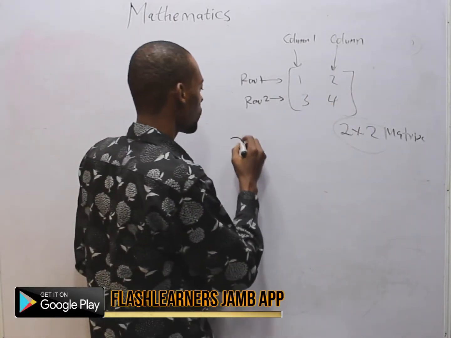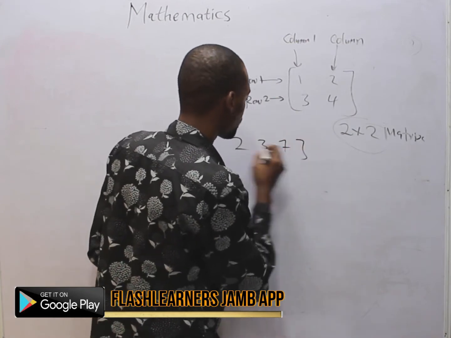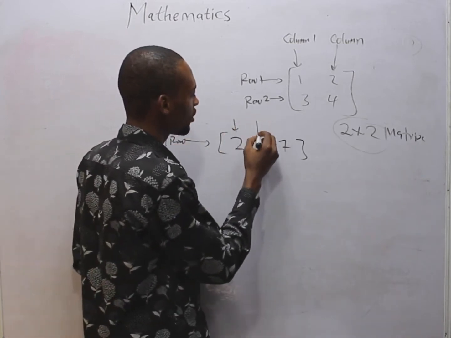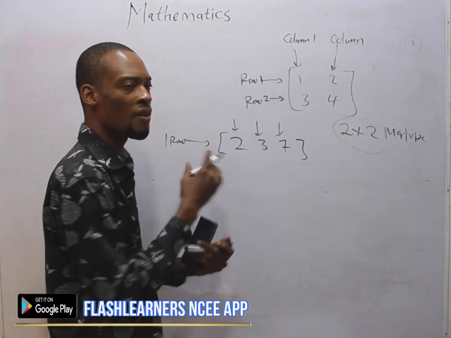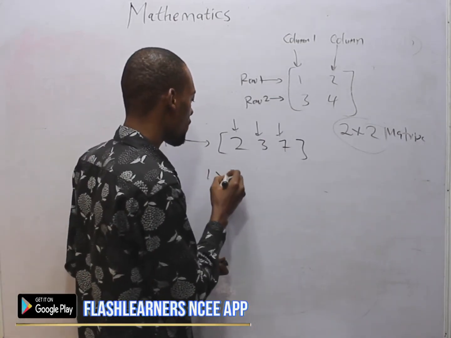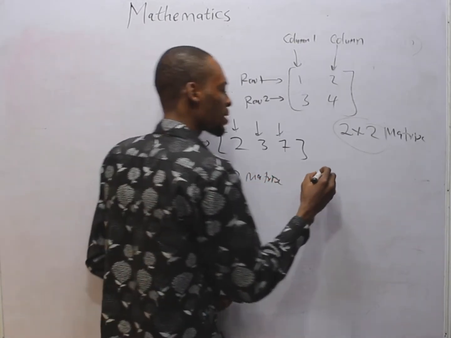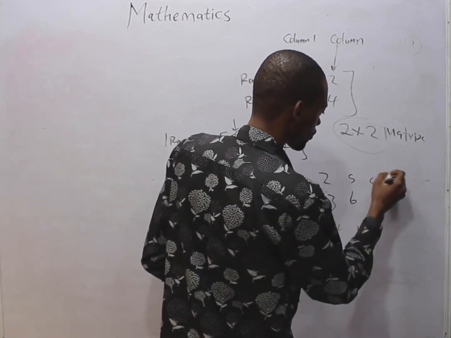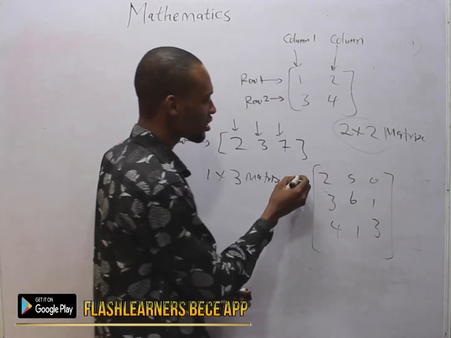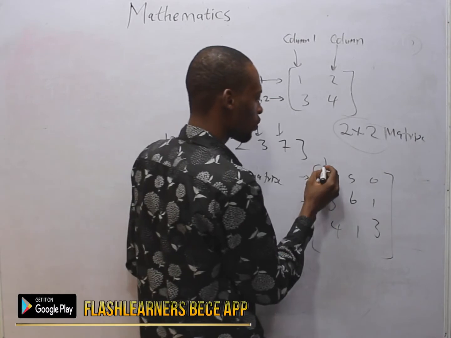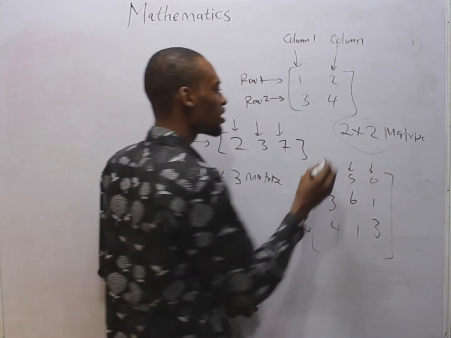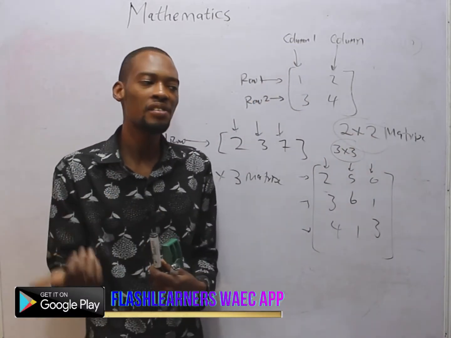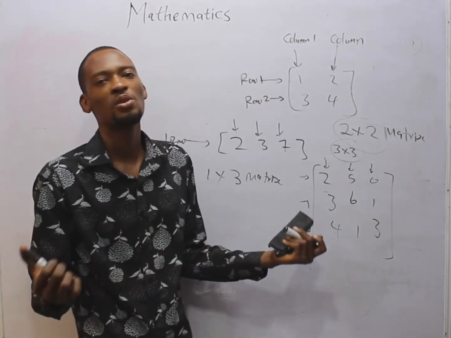How about I say something like this, 2, 3, 7. This matrix has 1 row and how many columns? 1, 2, 3. So since it has 1 row and 3 columns, we call that 1 by 3 matrix. How about something like this? This matrix has 1, 2, 3 rows, 1, 2, 3 columns. So this is a 3 by 3 matrix. And in matrix, you can be asked to look for determinants, inverses, adjoints, and so on, matrix equations.